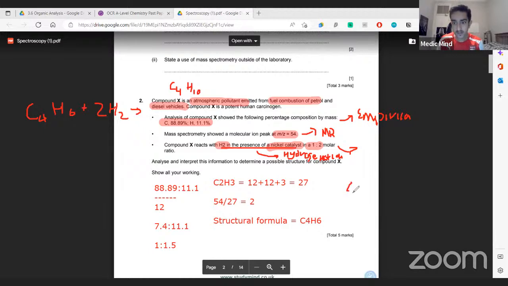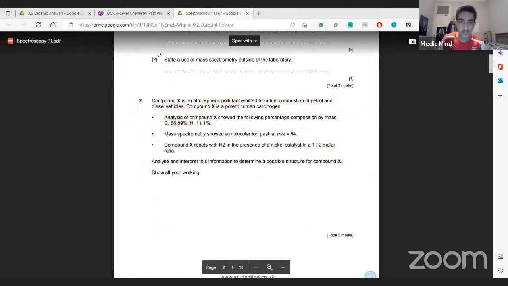So C4H6, and then I can draw that in any capacity. Literally even just draw it like this. So now I've got 1, 2, 3. So that needs 1 here. This is going to have none. 1, 2. And there we go. C4H6. That's a potential structure for it.